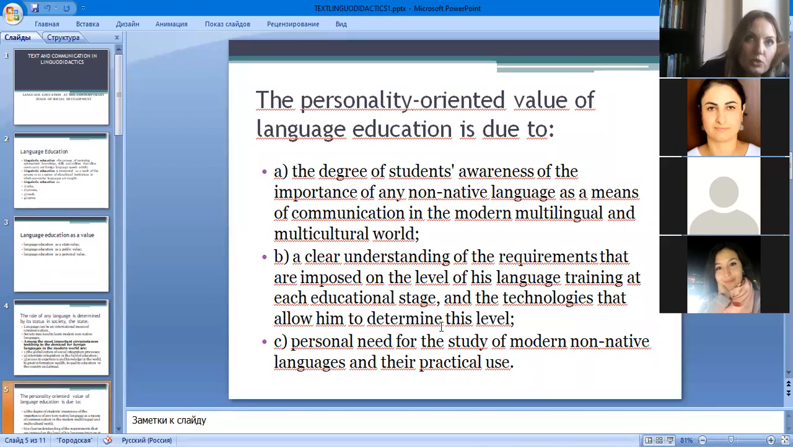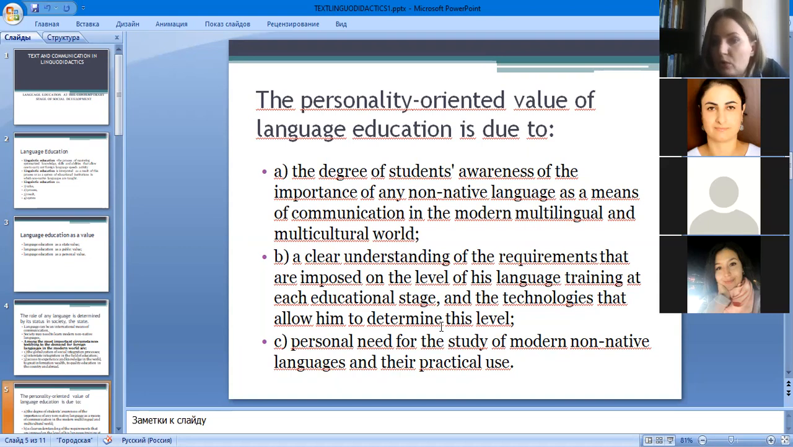So the latter is associated with an individually motivated attitude of a person to his own education in general, and language education in particular, to its level and quality. So the personality-oriented value of language education is due to the following facts. First, the degree of students' awareness of the importance of any non-native language as a means of communication in the modern multilingual and multicultural world.